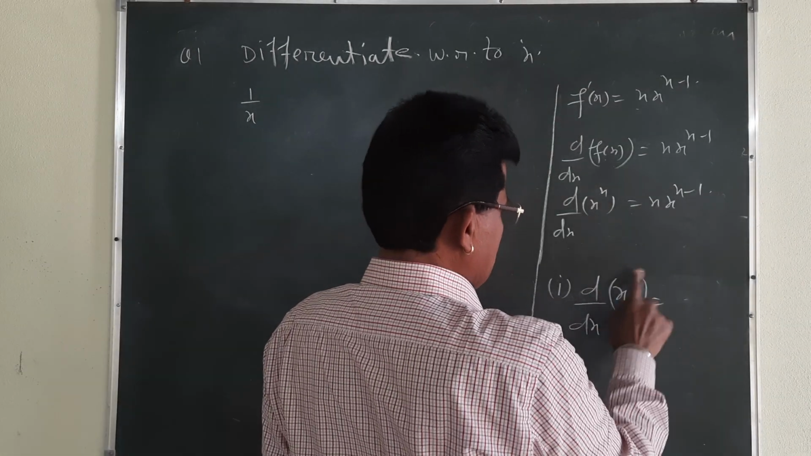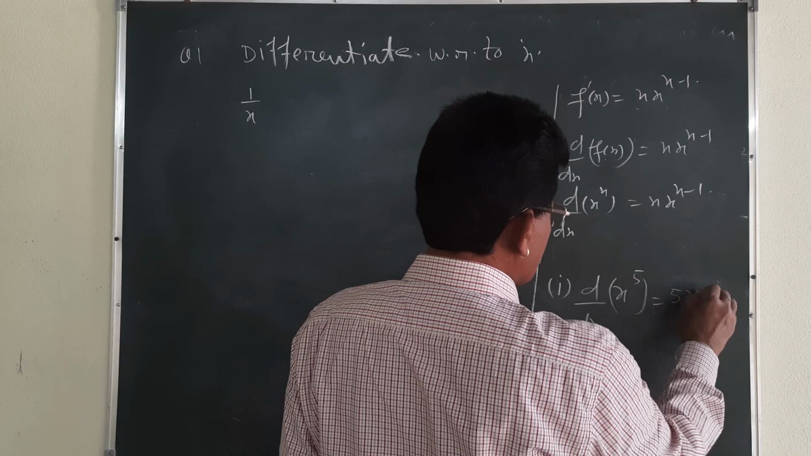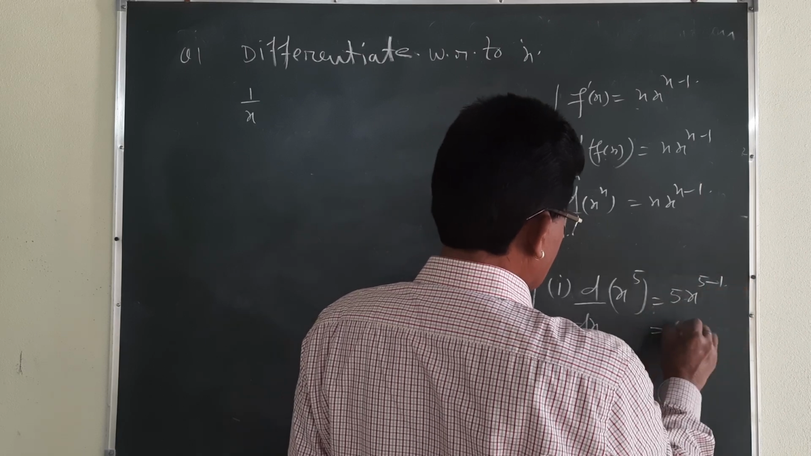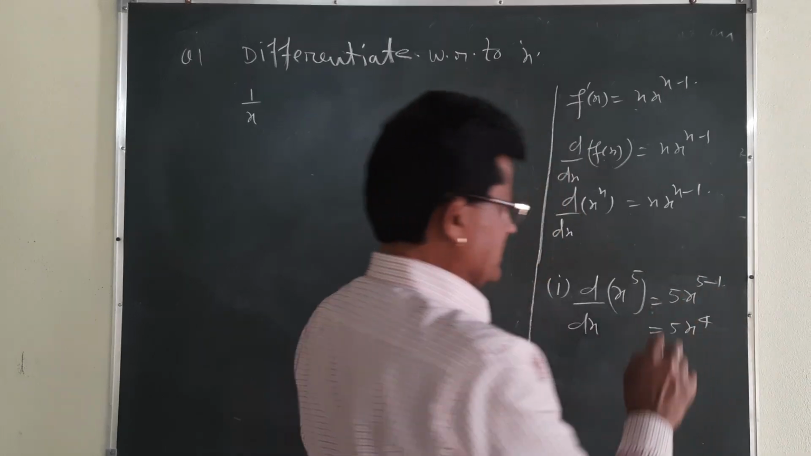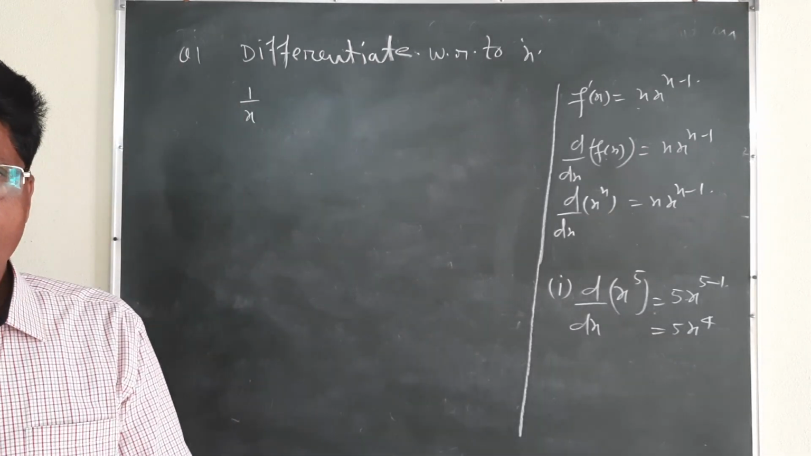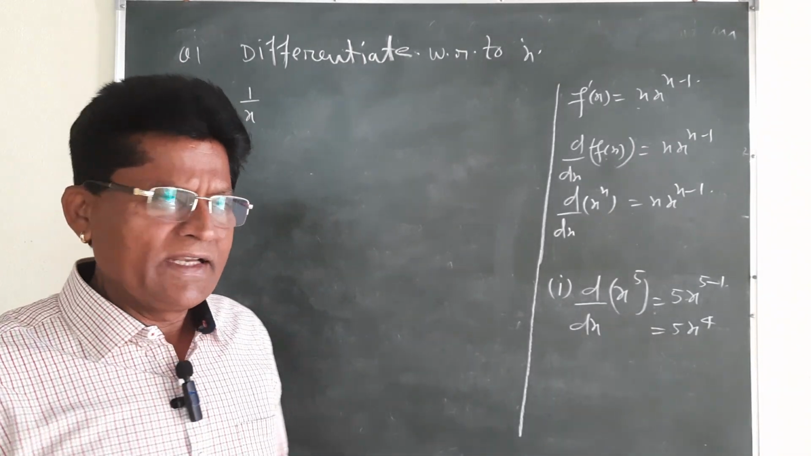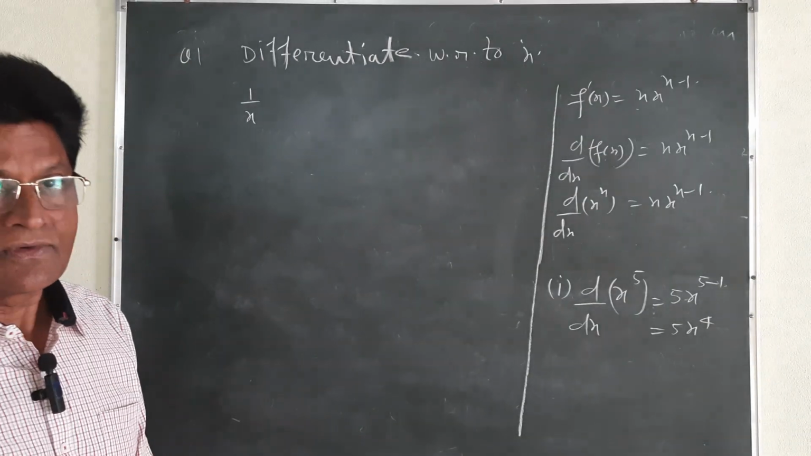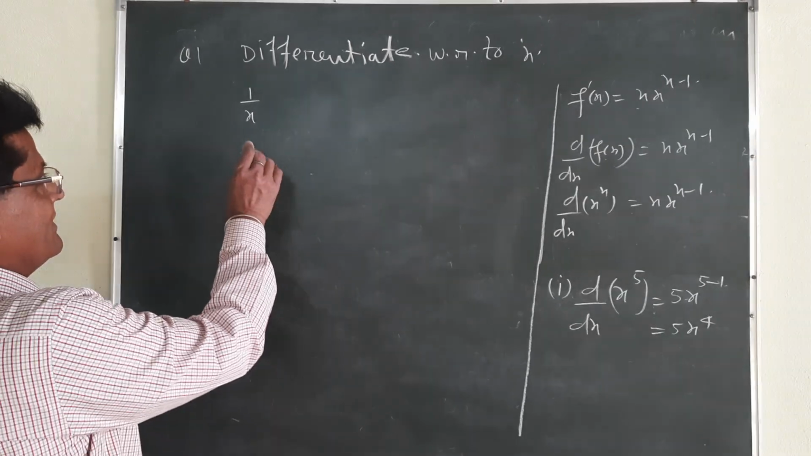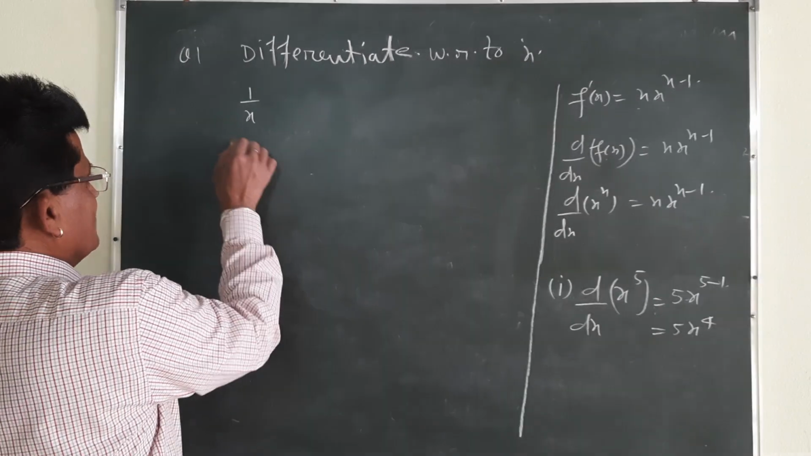Then here, in place of n you write 5. x to the power 5 minus 1, 5x to the power 4. This is its differentiation. Clear? Clear the point? Similar kind of thing will be there. Let me take directly the solution of it.